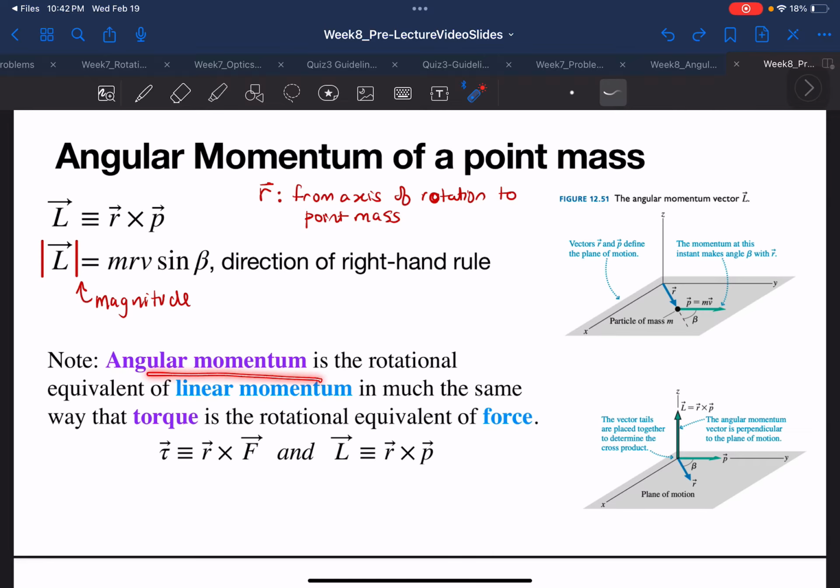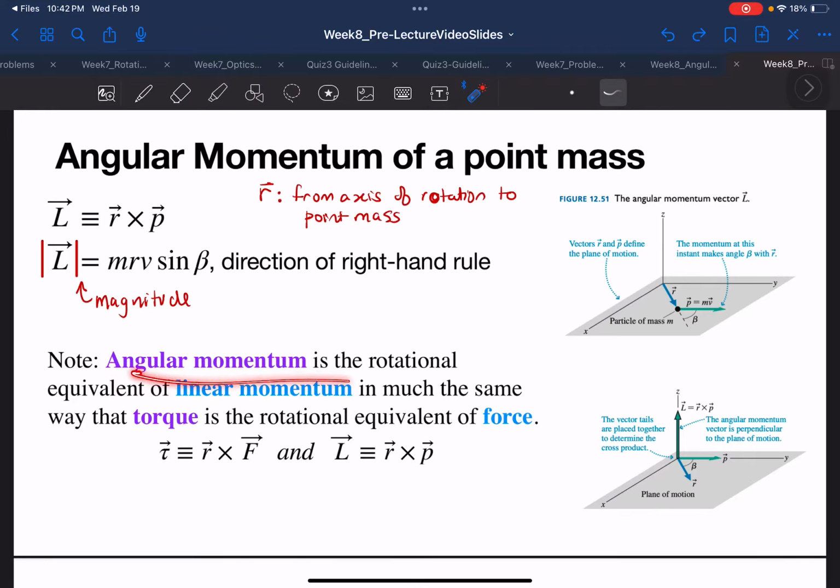Angular momentum is the rotational analog of linear momentum. Just like we talked about, if you have a giant truck coming at you, how much oomph does it have? That was linear momentum. Well, what if you have a giant ball that is riding on some axis and it's spinning? How much angular oomph does it have?